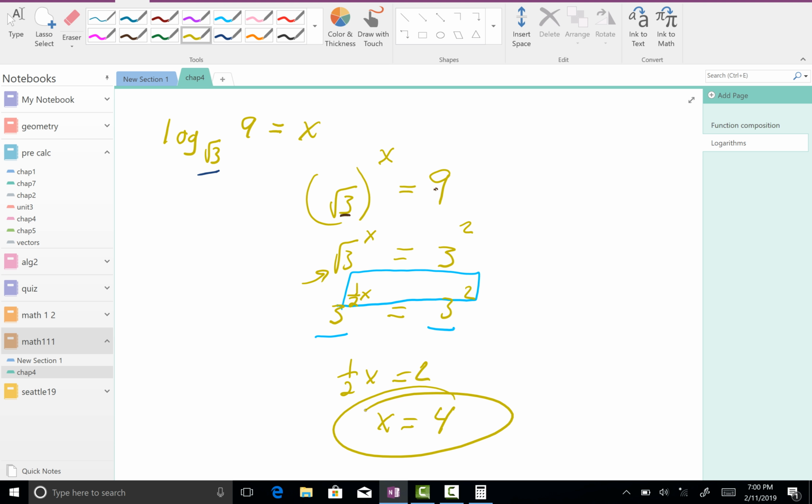So if we use the definition and wrote it as an exponential, what would it look like? 10 to the y is equal to... Can we take 10 to any power and get a 0? No. There's nothing. 10 to the 0 is 1.